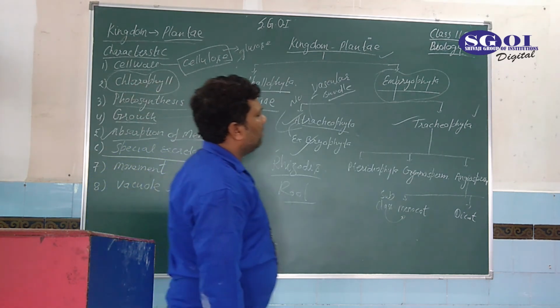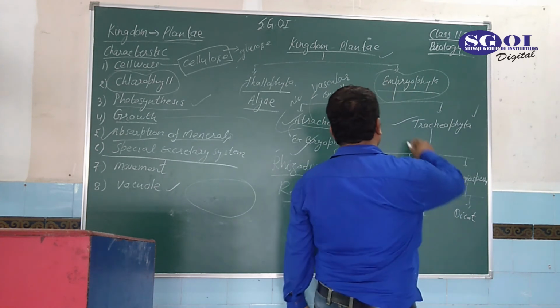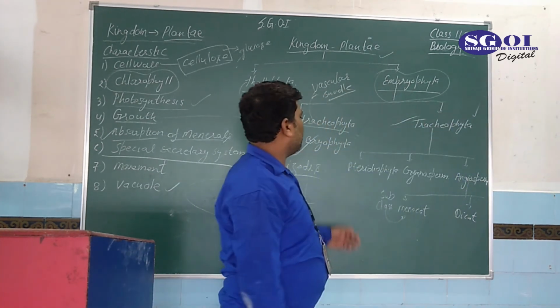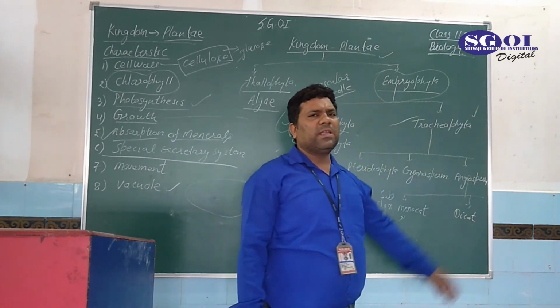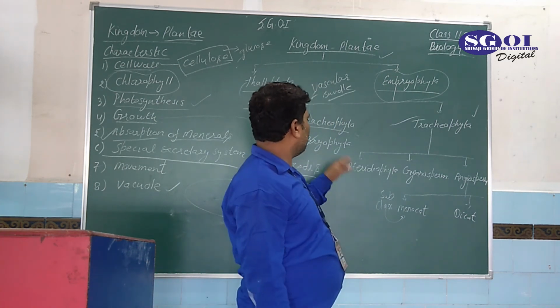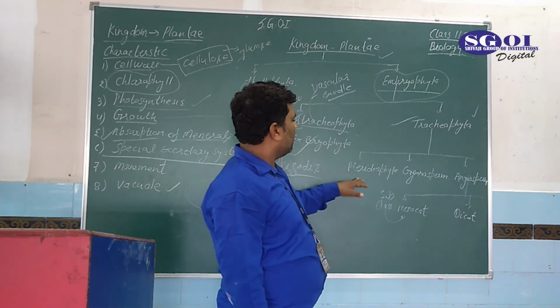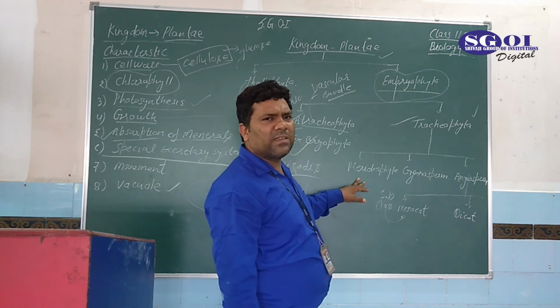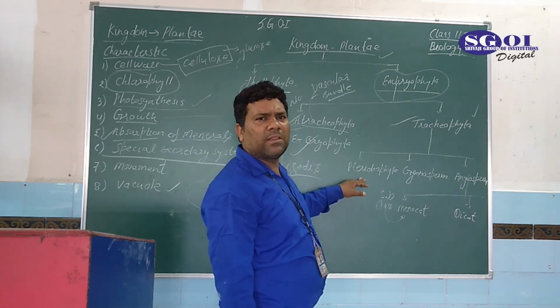Okay, now comes tracheophyta. Tracheophyta is divided into three parts: pteridophyta, gymnosperm, and angiosperm. Pteridophyta is a more advanced plant than bryophyta. In pteridophyta, vascular bundles are first developed.